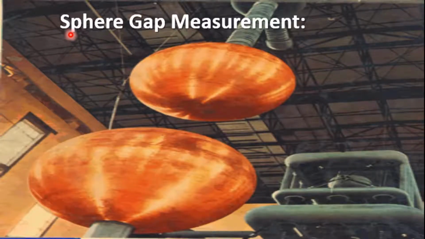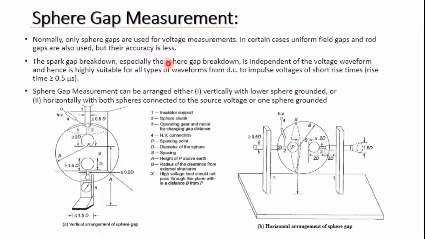So next is standard spheres, generally called sphere gap measurement. Normally only sphere gaps are used for voltage measurement. In certain cases, uniform field gaps and rod gaps are also used, but their accuracy is less. So other than the standard spheres, we have point to point, point to plane, and plane to plane configurations in the laboratory that we are going to discuss.